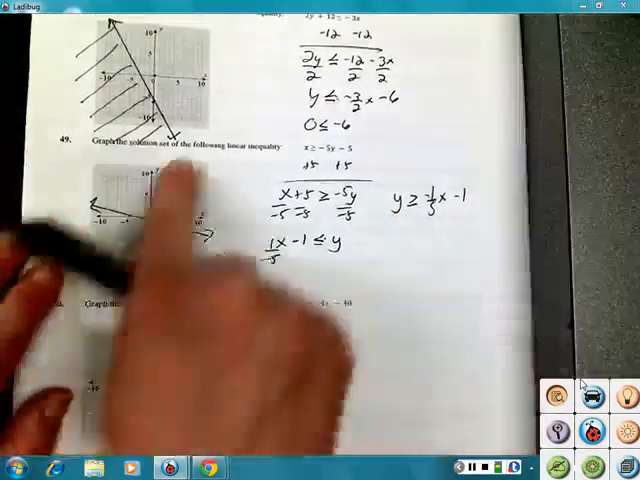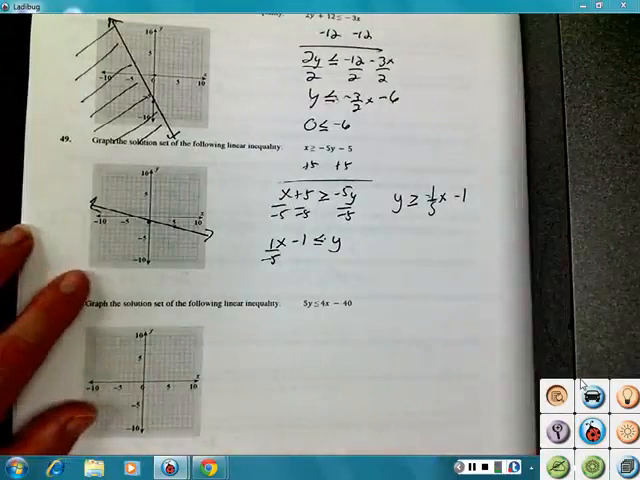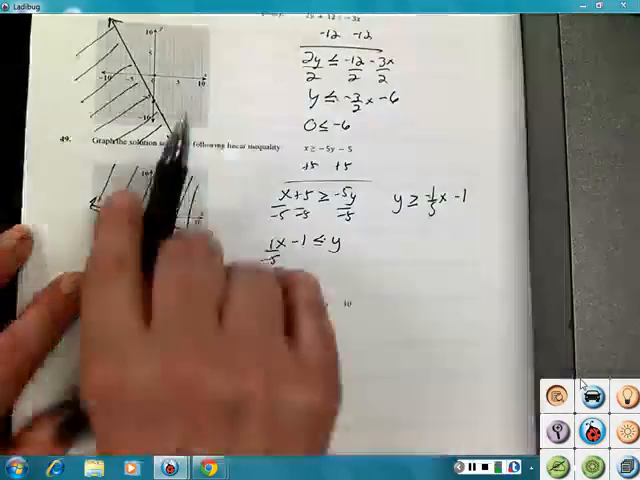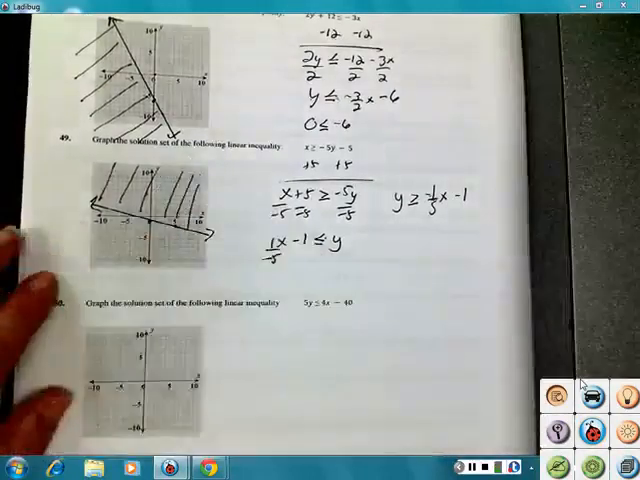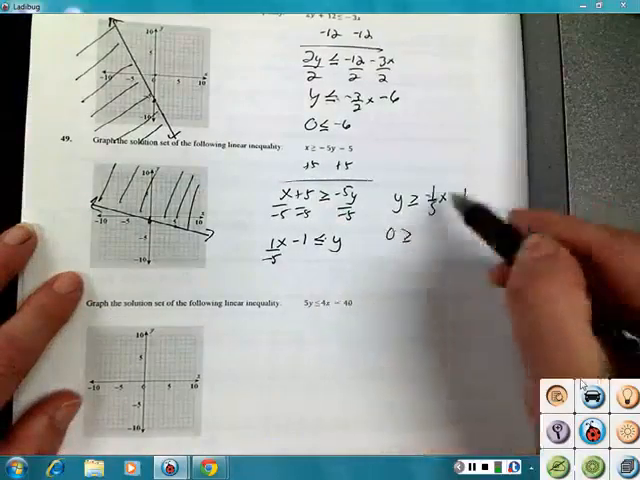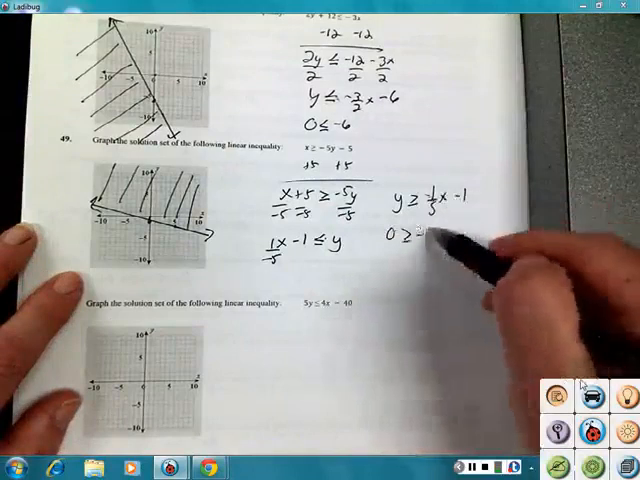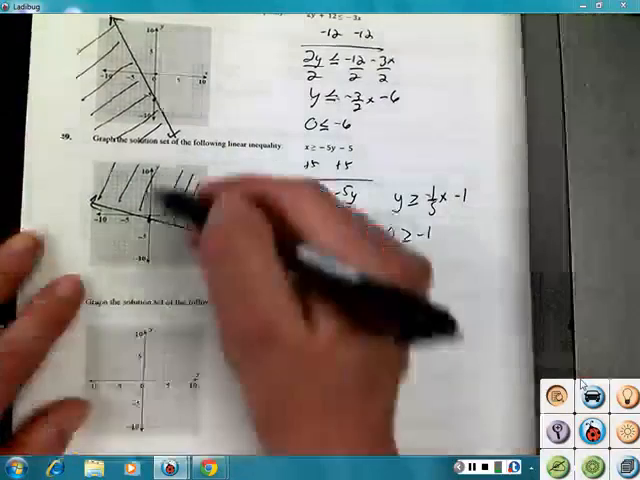Yeah. But how's that help me in here, though? Since it's pointing that way, you're going to shade above the line. Above the line, yes. But what if my line is going this way? Then you shade below the line because it's negative. Sure? Yes. Okay, let's see if it works. Here's 0, 0. So 0 is greater than or equal to 0 times negative 1/5, which is 0. Is 0 greater than a negative 1? Yes. So we got the right side shaded.